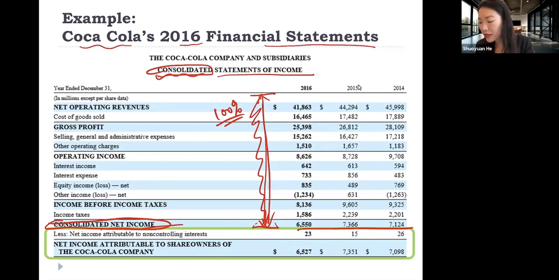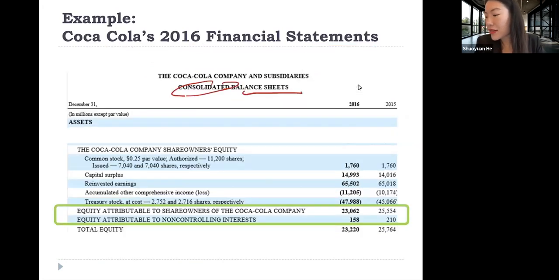But what is happening here is, after the 100% consolidation, Coca-Cola needs to separate this, which is in millions, so this is 6,550,000,000, into the part of income attributable to non-controlling interest, which is 23 million, and the rest is income attributable to shareholders of Coca-Cola Company. So the separation is done in this part. And all of the above, that is 100% consolidation. And here, let's look at the consolidated balance sheet.